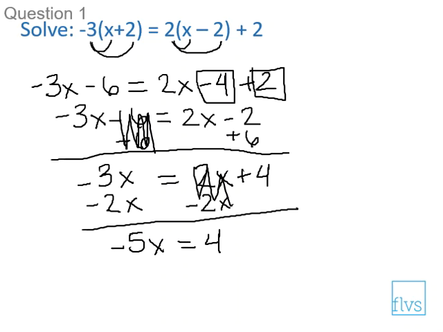Now, remember when we're solving for a variable, we always do the inverse operations. So the inverse of negative 5 times x, this is being multiplied, so the inverse of multiplication is division. So we're left with x equals negative 4 over 5.